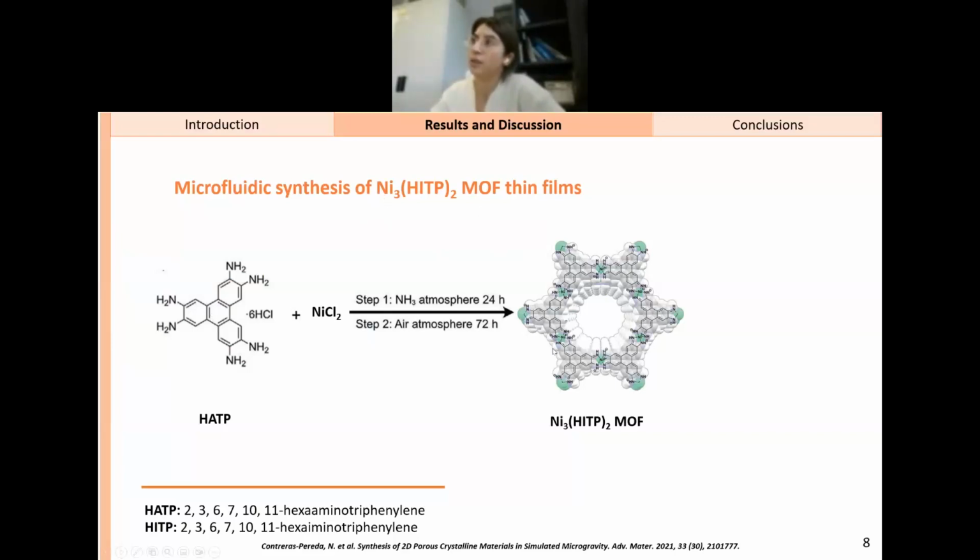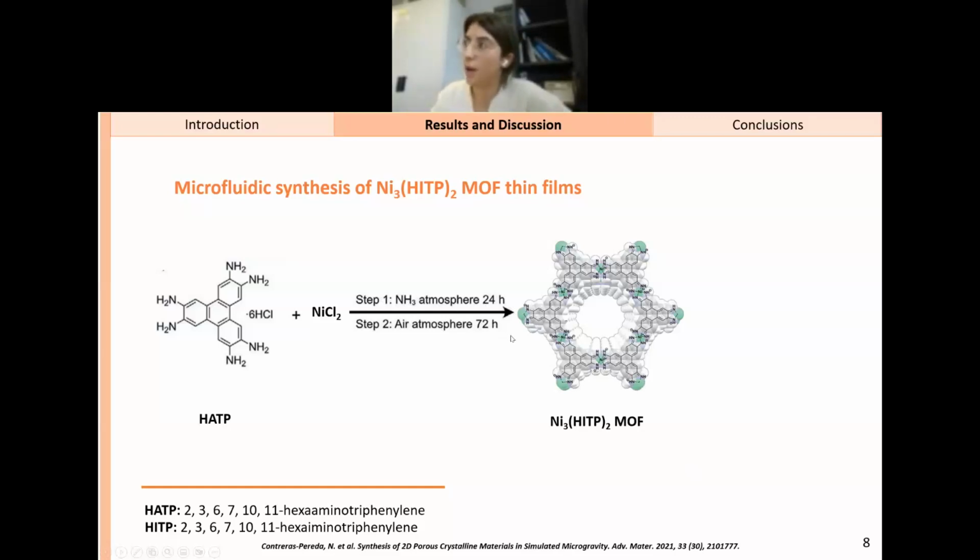They chose the synthesis of the nickel HITP MOF, the formation of thin films. So these are the two precursors. It is a MOF because it contains this nickel atom. Well, let's say this metal organic framework. And this reaction requires a two-step vapor-induced crystallization reaction, first with an ammonia atmosphere for 1 day, and then with an oxidant gas, an air atmosphere, for 3 days.